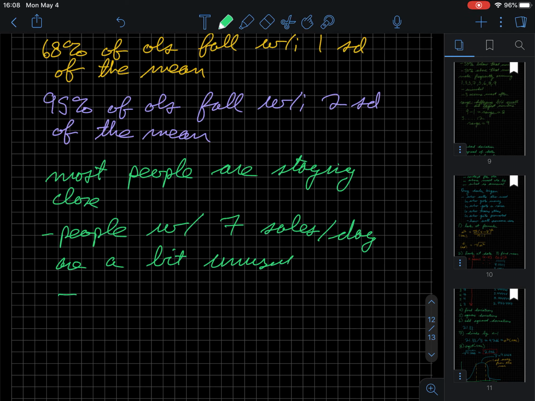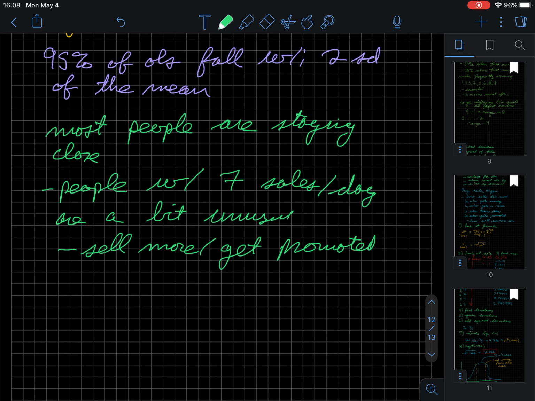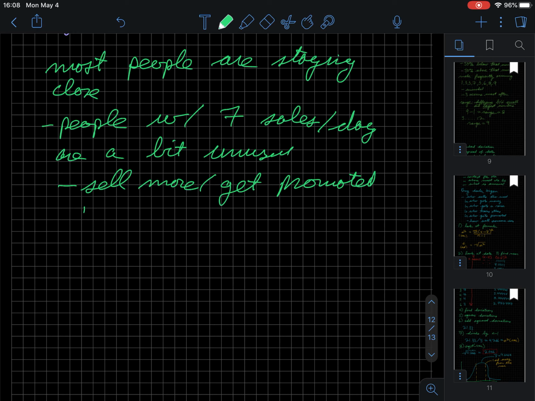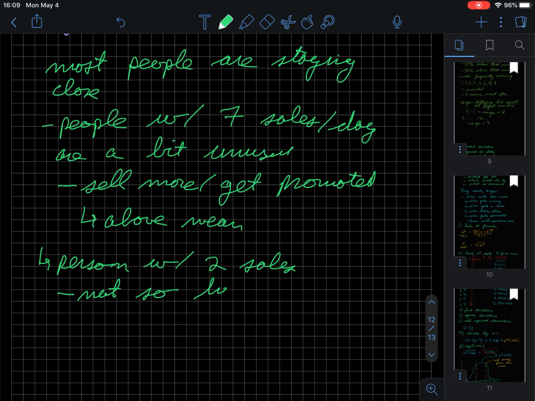And so maybe they should sell more or get promoted. So they're on the positive side of that standard deviation. They're above the mean. At the same time, there's that person who is only selling like 2, right? So that person with 2 sales, not so hot, is well outside expectations, our standard expectations.